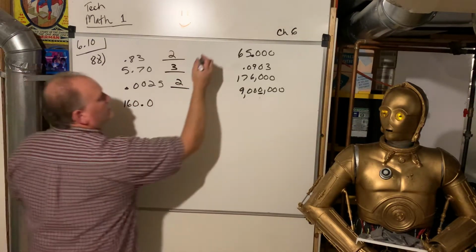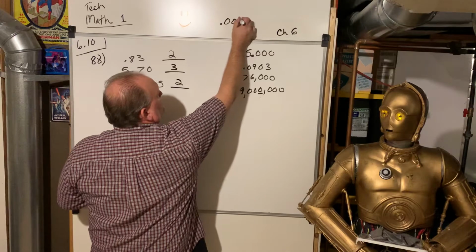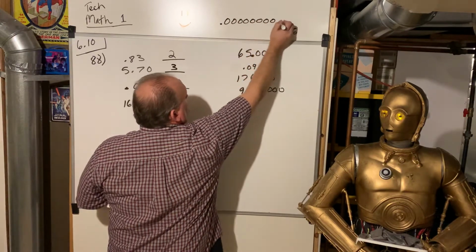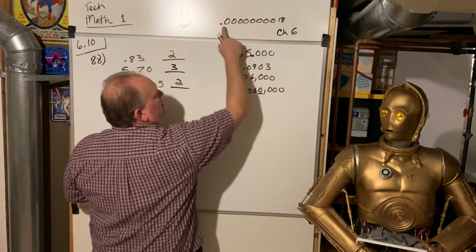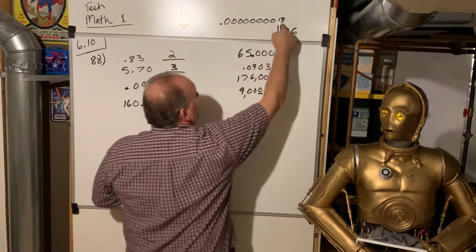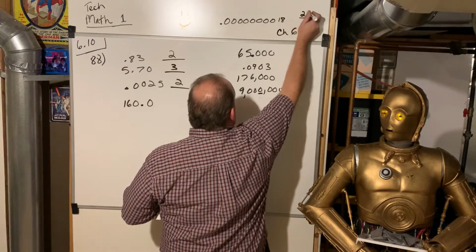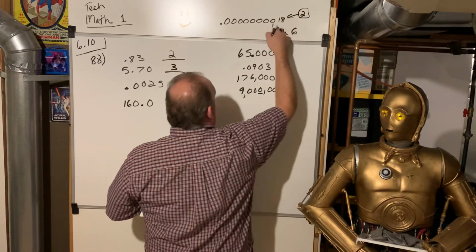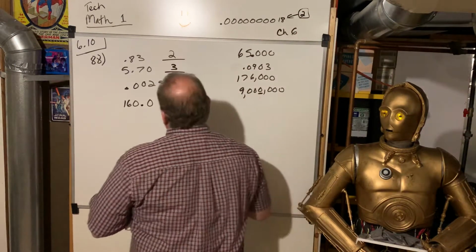Another one, let's look at a really small decimal. What if it was like this? And then a 1/8. All of those zeros are not significant. The 1/8 is. So that only has 2 significant digits, even though it's got all of those other numbers, those zeros don't count.